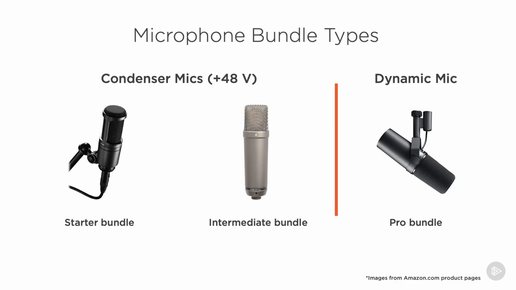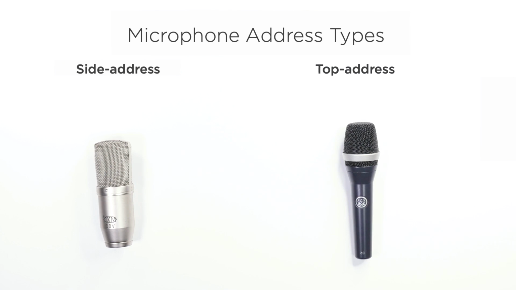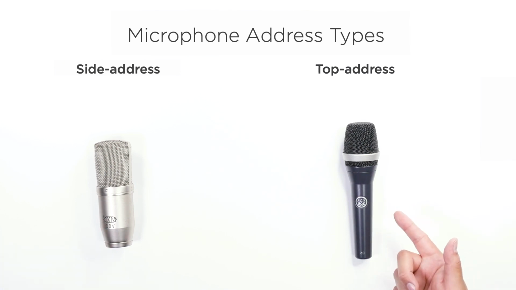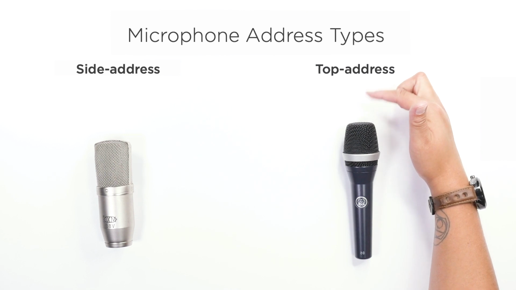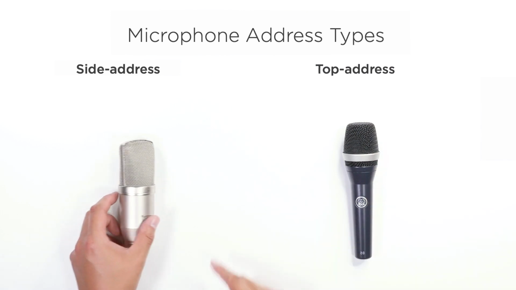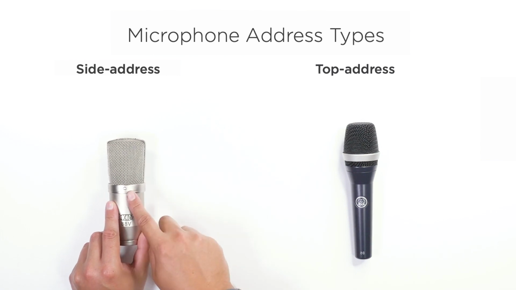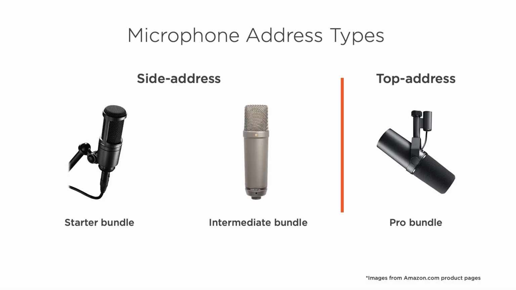The microphones in our starter and intermediate bundles are both condenser mics, and the Pro bundle mic is dynamic, so keep that in mind. You also need to know if your mic is a top address or a side address mic. With a top address mic, you speak into the top. With a side address mic, you speak into the side. Some microphones have a visual indicator to let you know which side to aim for. The starter and intermediate bundle mics are both side address, and the Pro bundle mic is a top address.